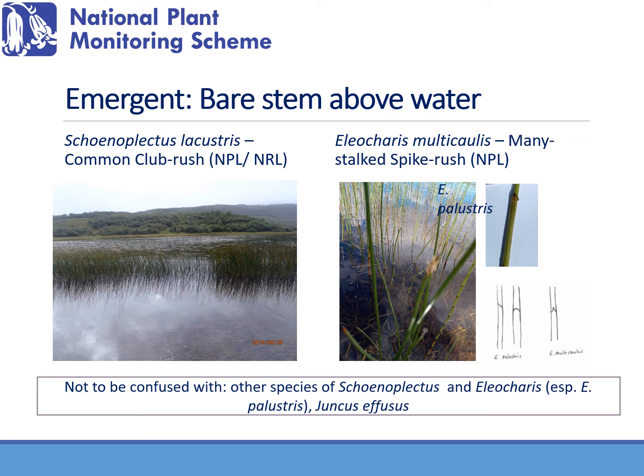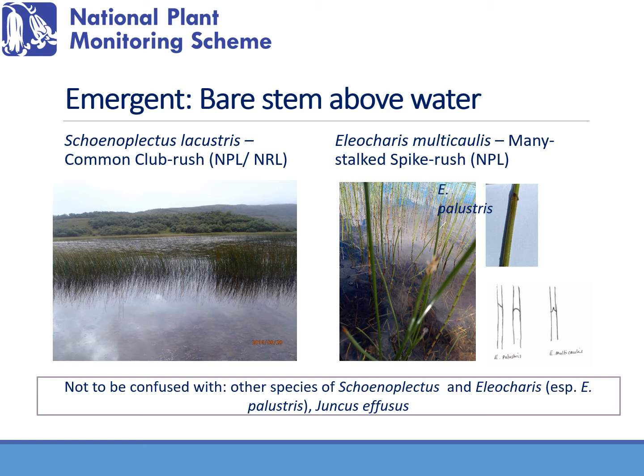Eleocharis multicaulis tends to be a little bit less robust than Eleocharis palustris, but I appreciate that's no use to you if you've not seen either species. You can see that it's growing here in amongst Equisetum, which is fairly typical, and it's a similar height to Equisetum, so Eleocharis multicaulis will perhaps grow to about 20-30 centimetres, maybe a little bit more in height.